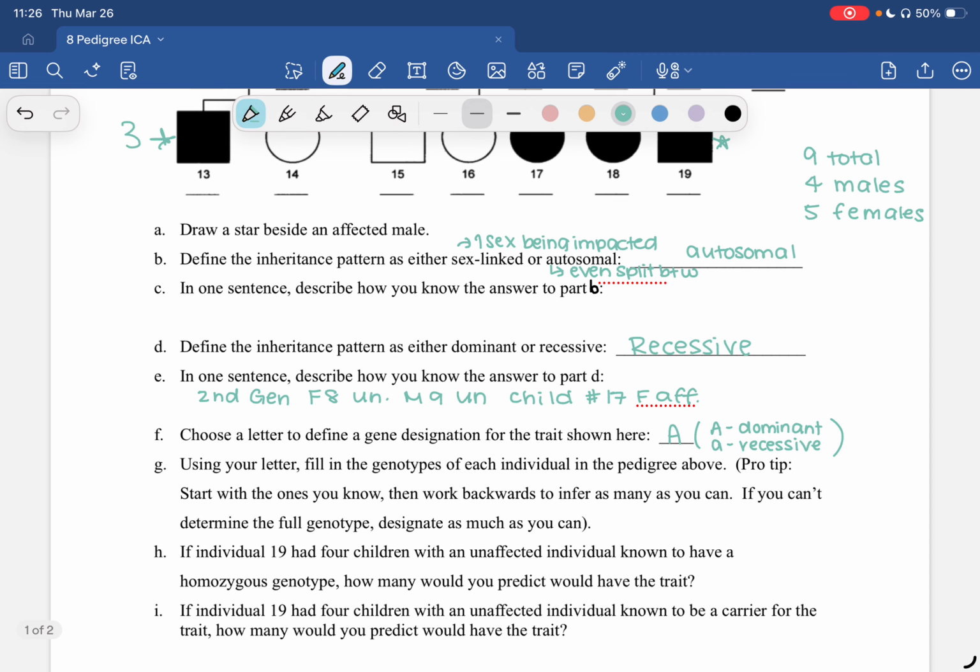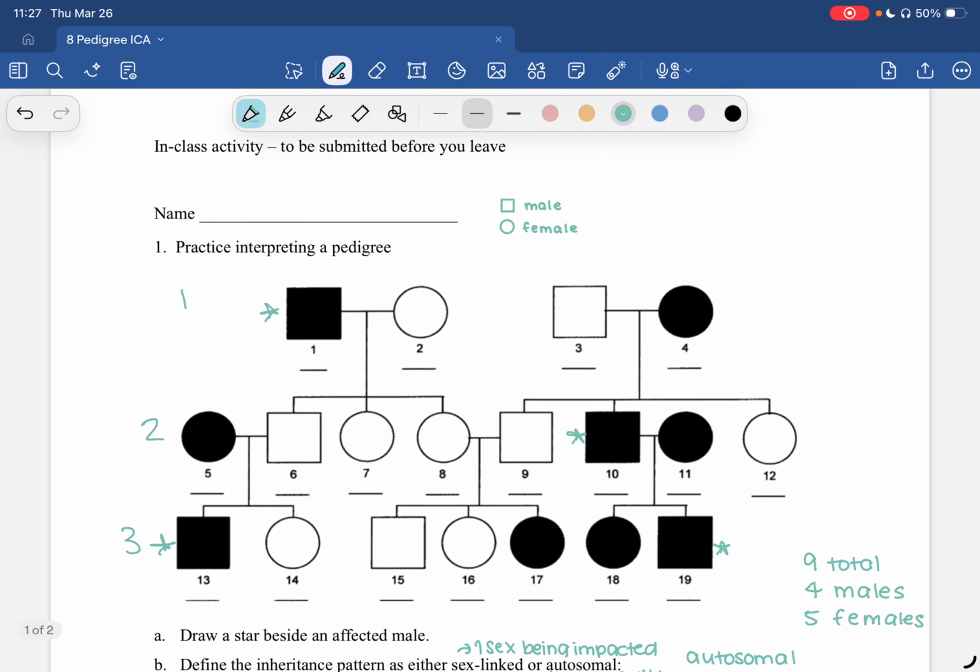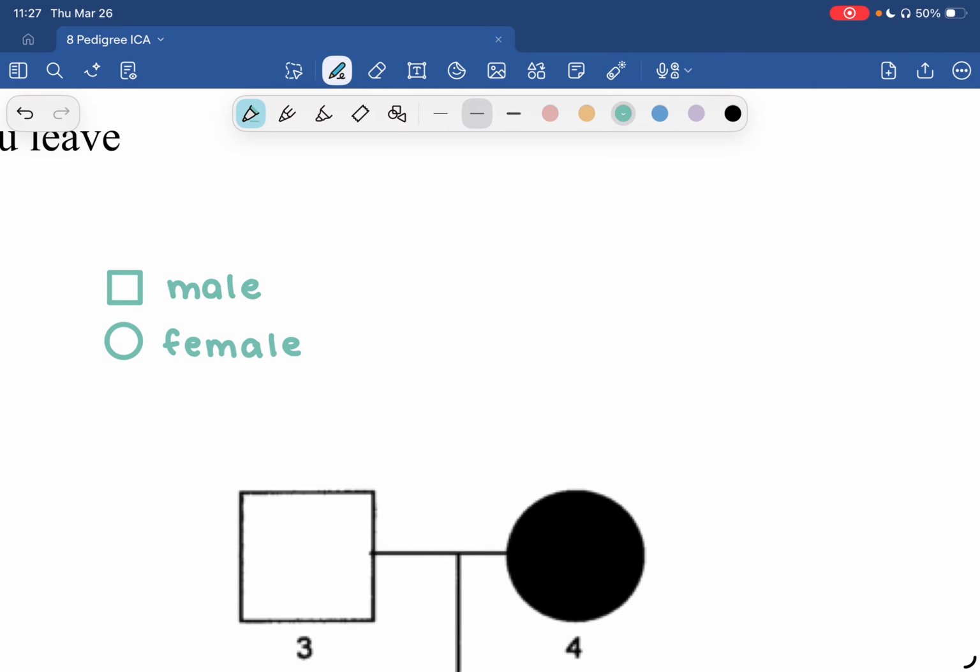Okay, using your letter, fill in the genotypes of each individual in the pedigree. Pro tip: start with the ones you know, then work backwards to infer as many as you can. A good trick that I like to start with when I'm doing this is going back up to my tree and making notes to myself.